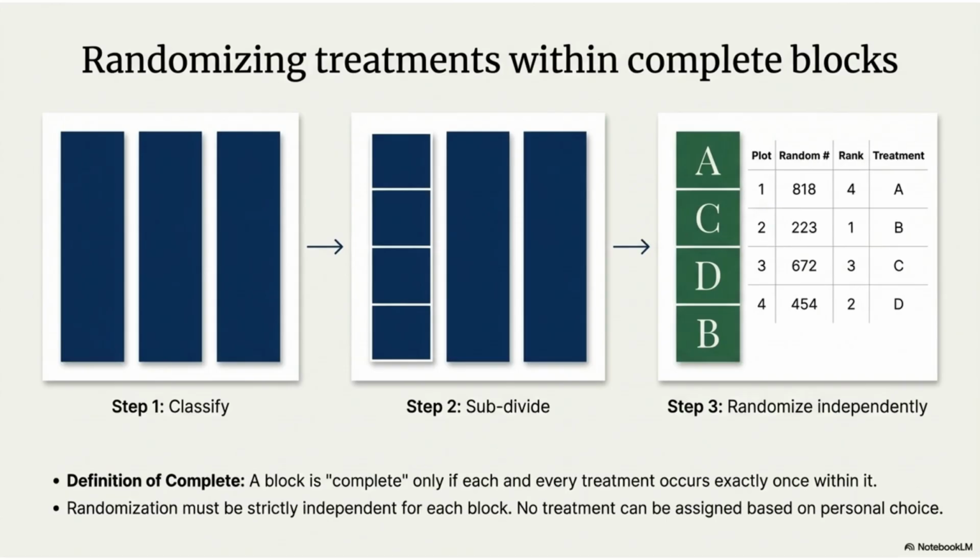To implement RCBD, first classify the experimental units into blocks, then subdivide each block into plots, and finally, randomly and independently assign treatments within each complete block. A block is complete only if every treatment occurs exactly once within it.